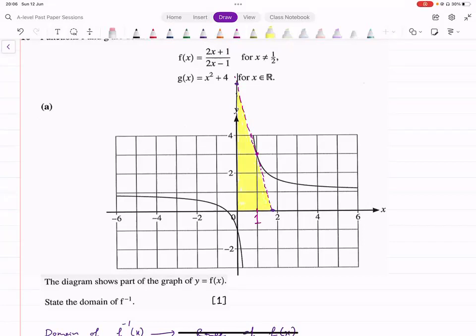Okay, now how do you find the area of this triangle? It's a right angle triangle. So what we can do is find this length here and this length, and then use the formula half into base into height. But how do you find that?